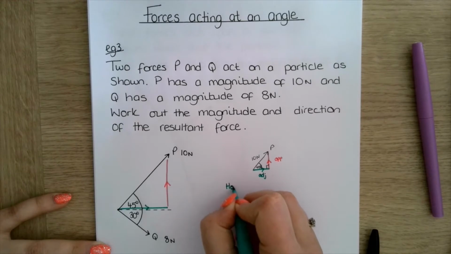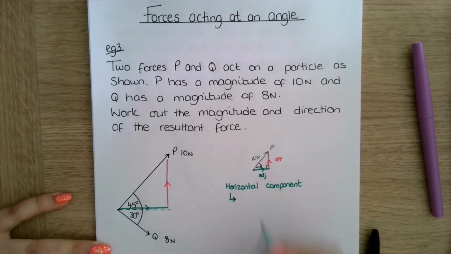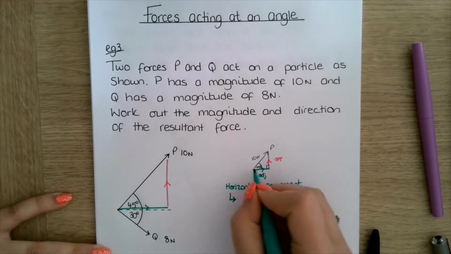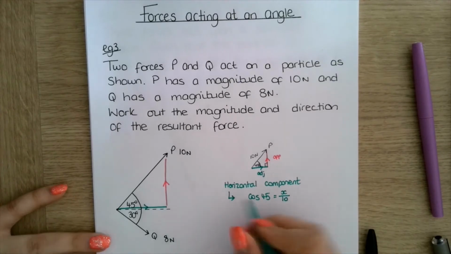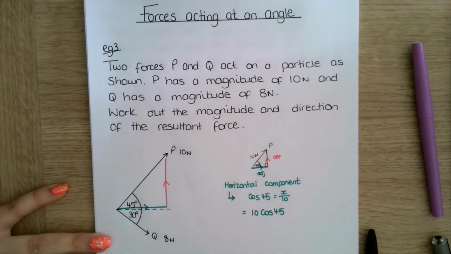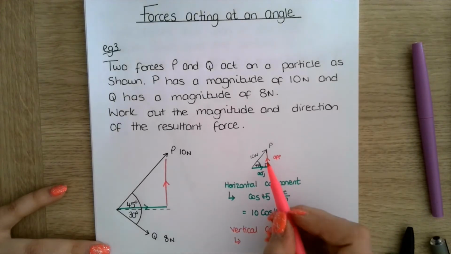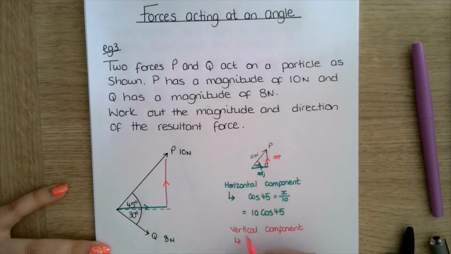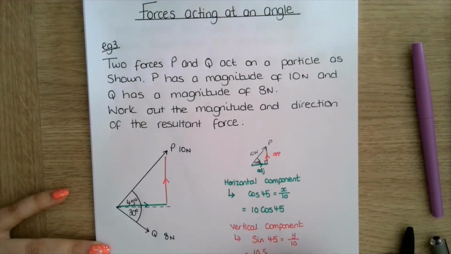So my horizontal component, which is my adjacent, I'm going to use cos theta equals adjacent over hypotenuse. Hypotenuse is 10, and therefore I'm going to have cos 45 is equal to my x component over 10, and therefore I get 10 cos 45 as my x, or my horizontal component. My vertical component is going to be sine 45 is opposite over hypotenuse. I'm going to call it y because it's going in the y direction, over 10, multiply both sides by 10, and that gets me 10 sine 45.